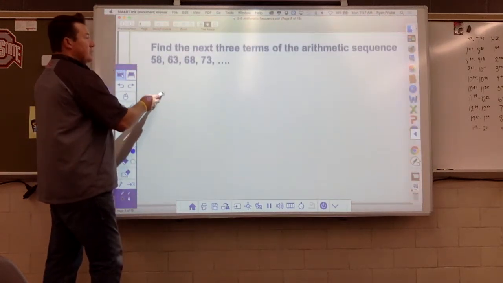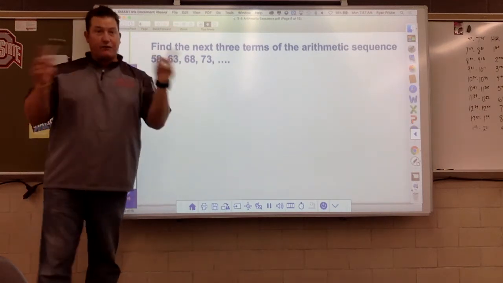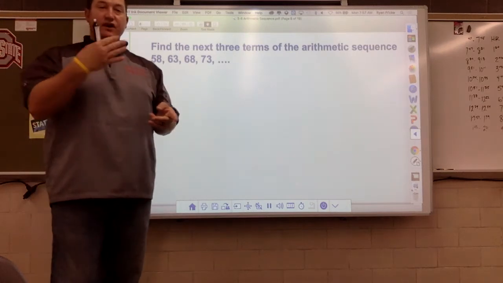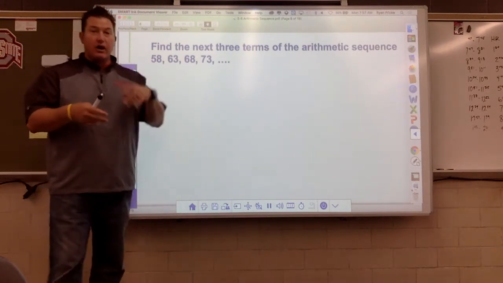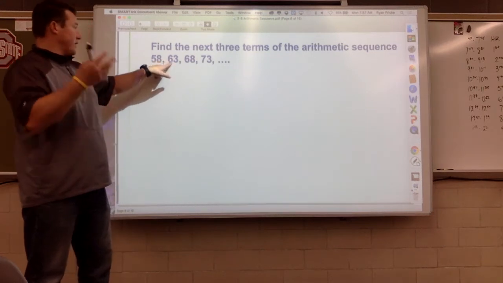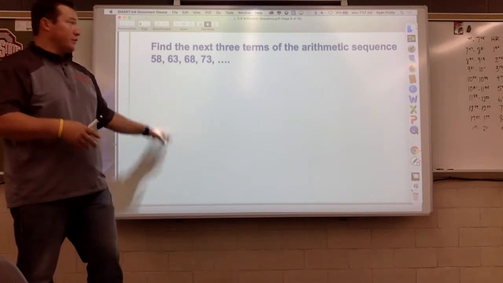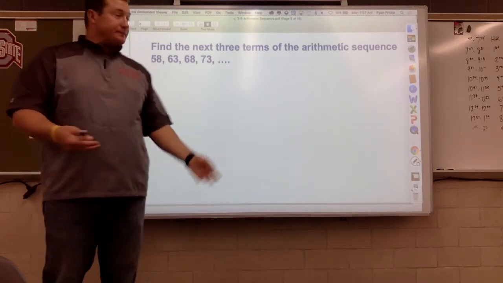All right. How about this one? Find the next 3 terms here. Well, again, first off, we can't find the next 3 terms if we don't have that constant number that we're going up or going down by. So here I'm going from 58 to 63. I think that's about 5. Looks like another 5. Looks like another 5. So yes, this one has a common difference of 5.